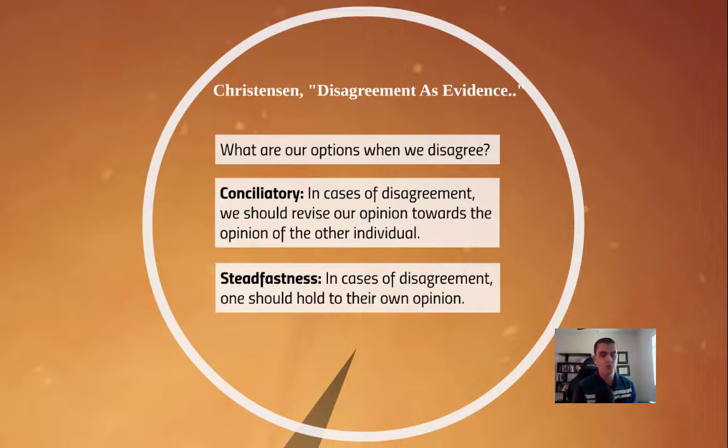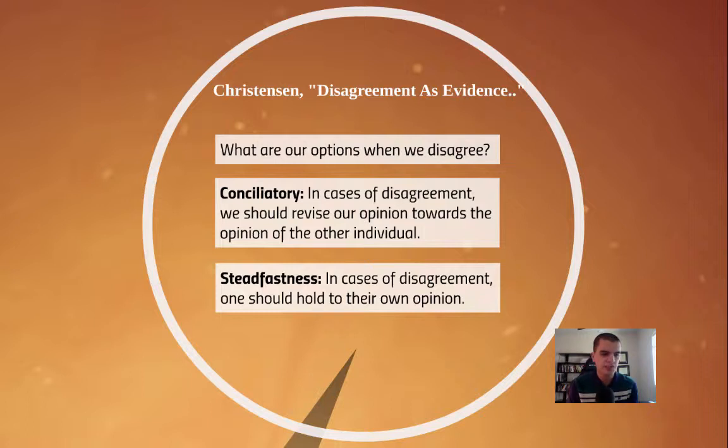So that's one option that we're going to talk about, is conciliatory. Conciliatory just means to bring our belief closer to theirs. So in cases of peer disagreement, we should revise our opinion towards the opinion of the other individual. And we might think that there are various strengths of conciliatory positions. Some positions might not cause us to be terribly conciliatory. We might just have to revise our degree of belief a little bit.